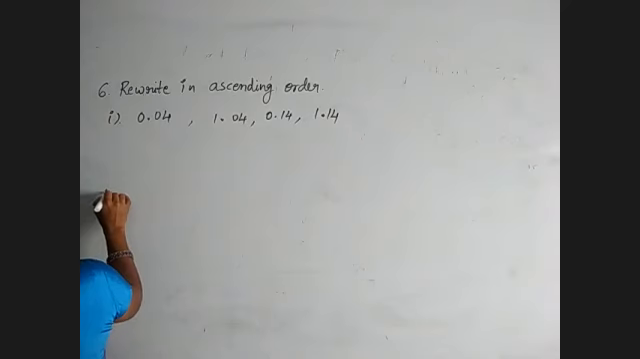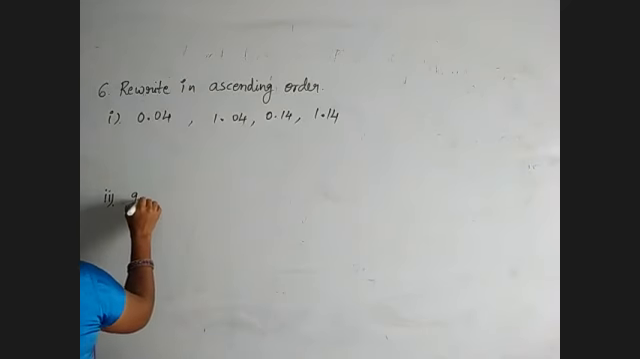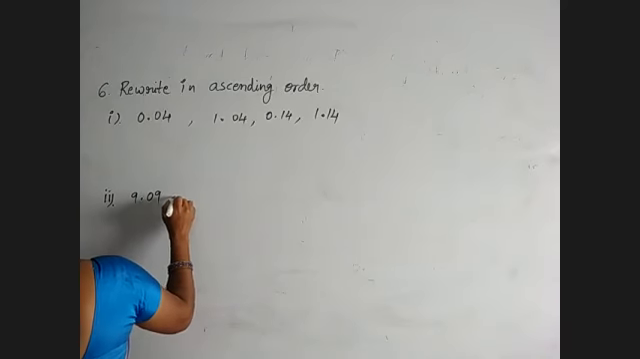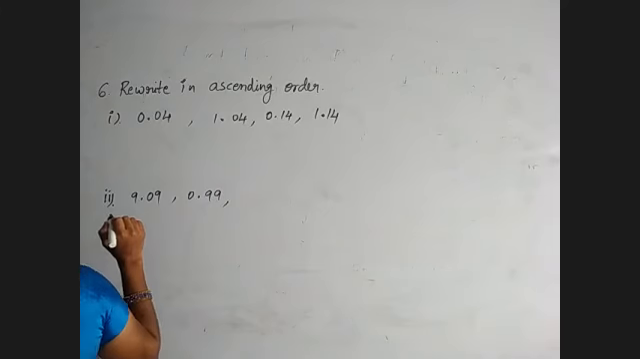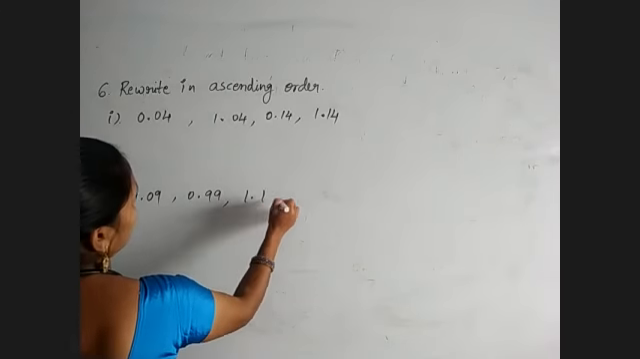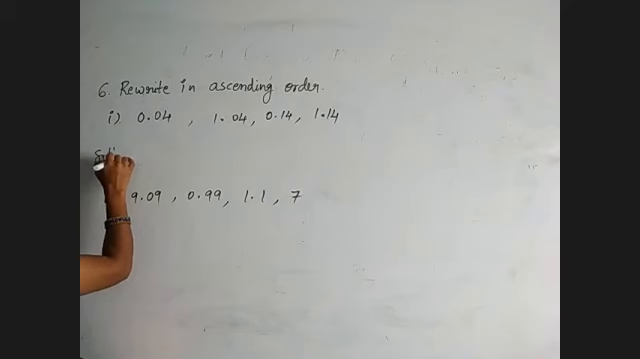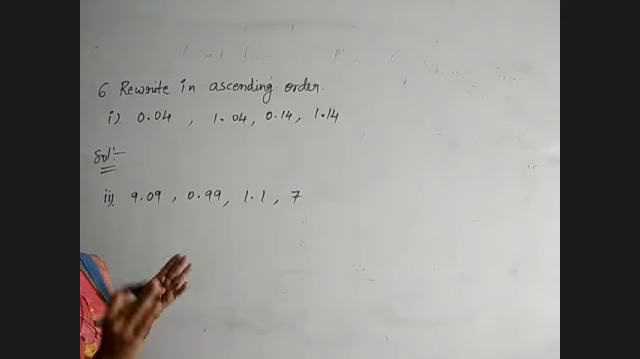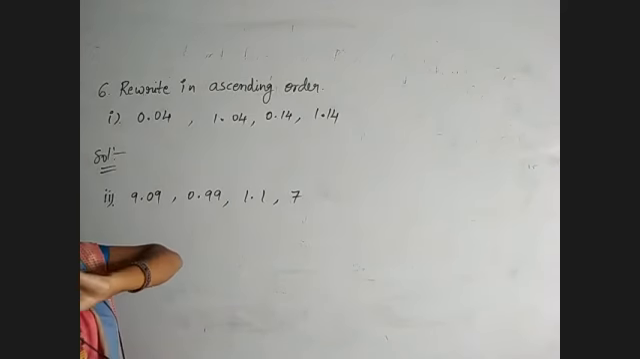Second question is 9.09, 0.99, 1.1, and 7. Okay, observe the first question's answer. Ascending order is nothing but we must arrange the numbers from small to big. So what is the smallest number among the given four numbers? We must check first.